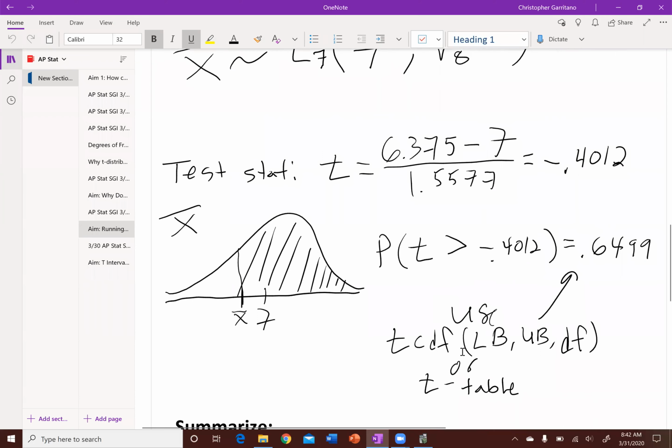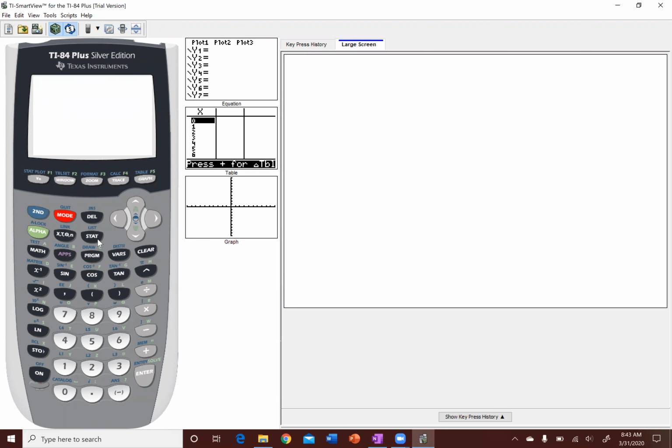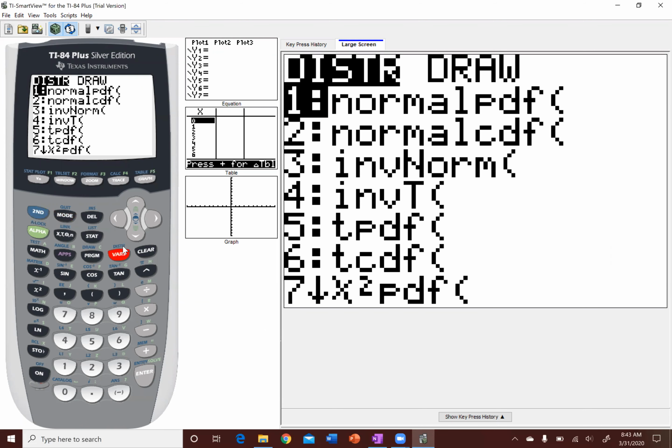And the last thing I wanted to show you was just how to use tcdf to calculate a p-value, because maybe there might be a multiple choice problem that just gives you certain information and then asks you to calculate a p-value. So you might not have the data nor the statistics, and you might have to rely on tcdf. So the way you're going to do that is, let's quit out of this. You're going to go to second distribution. You're going to scroll down to tcdf.